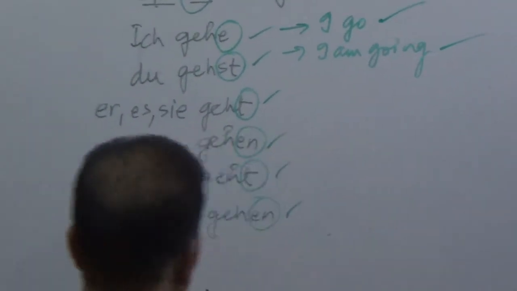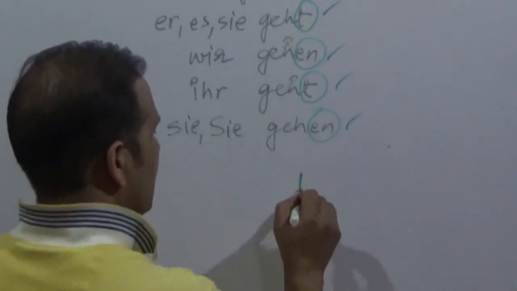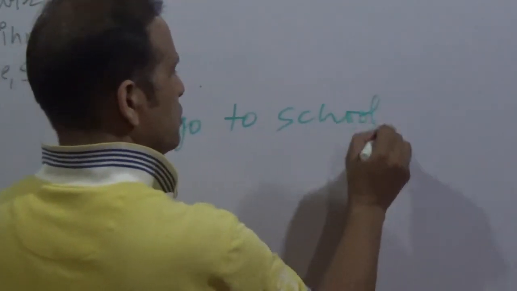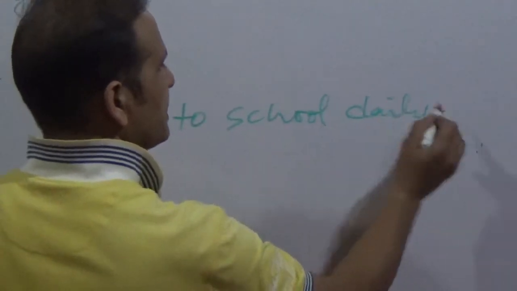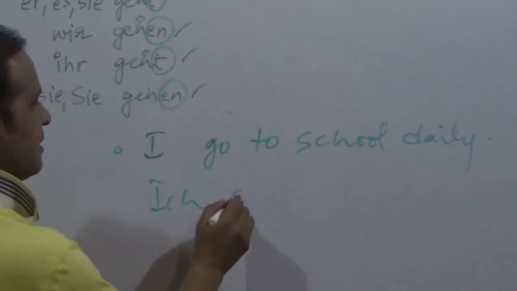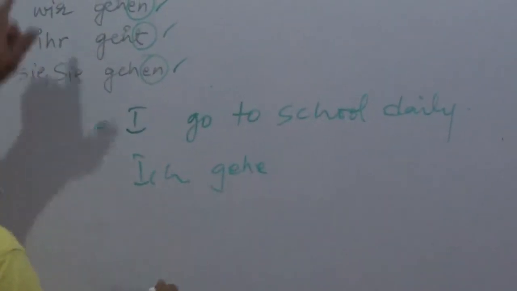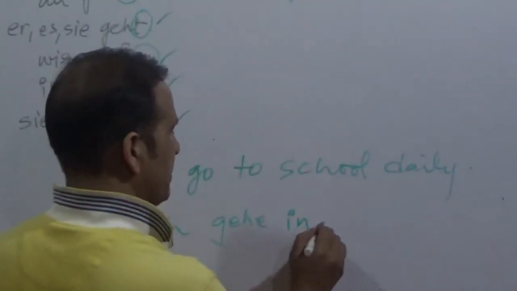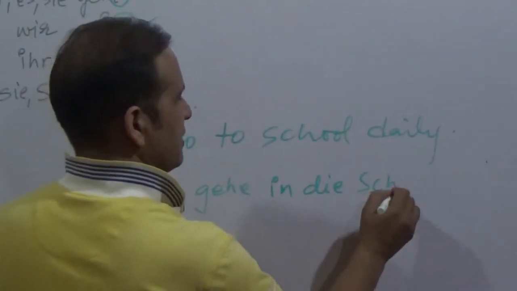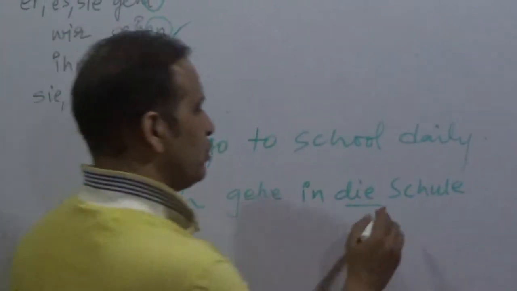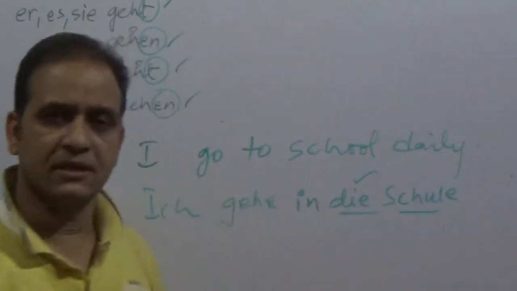Okay. Suppose you want to say I go to school daily. So how do you say this in German? What is I, ich, and what is go, gehe with ich? It will be gehe, and to school will be in die Schule. Why did I write die? Because Schule as a noun bears the feminine gender.